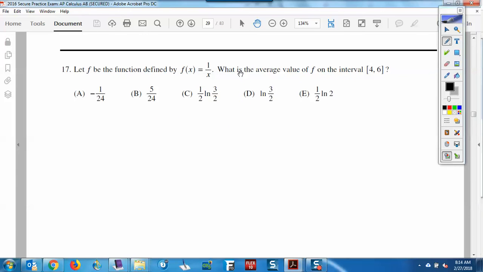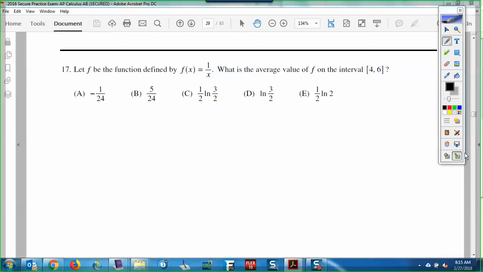Let f be defined by the function 1 over x. What is the average value of the function on the interval? What was average value? Remember the formula for average value? It's the integral divided by b minus a. The integral from a to b divided by b minus a.